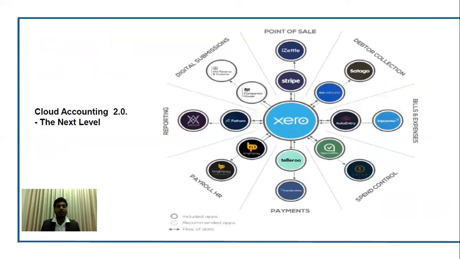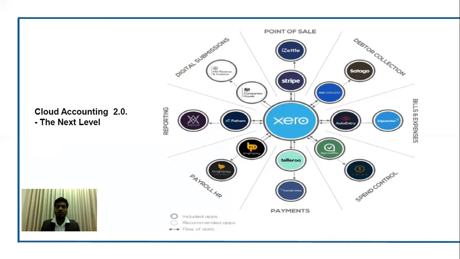Now with the accounting systems, we can achieve accounting and related tasks. To achieve other tasks, you should have proper systems, like some companies cannot survive with the accounting system alone. Now here, if you take a look at this, this is called the next level, or cloud accounting 2.0. Now, if you look at Zero, with Zero we can do all the accounting like invoicing, accounts payable, and those kinds of things.